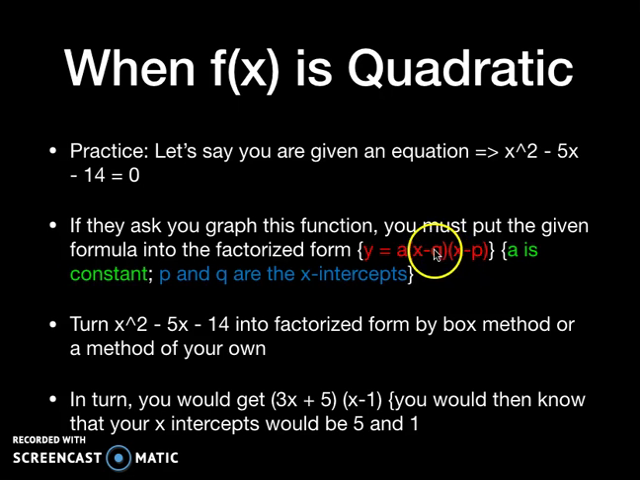Sorry, I must have said that wrong: it's x minus q and then x minus p. But anyway, they are your x-intercepts. So let's turn x squared minus 5x minus 14 into factorized form by either the box method or a method of your own. If we do that, then we would get, either way, open parentheses 3x plus 5, close parentheses, open parentheses x minus 1, close parentheses. So you would then know that your x-intercepts would be 5 and 1. Bam.